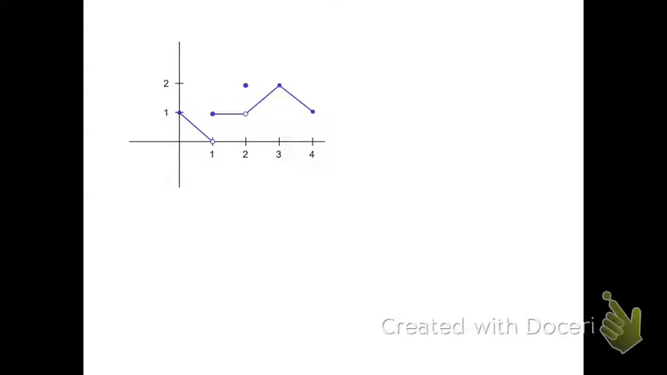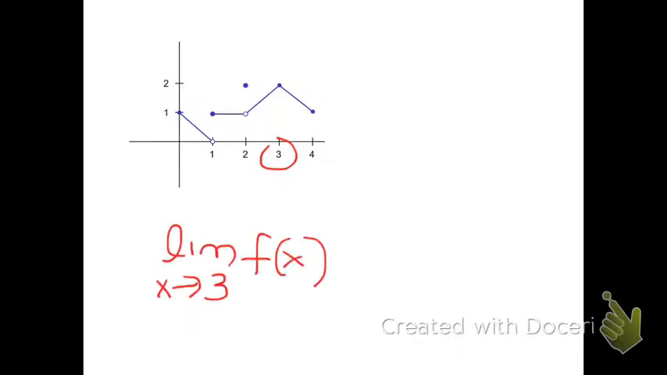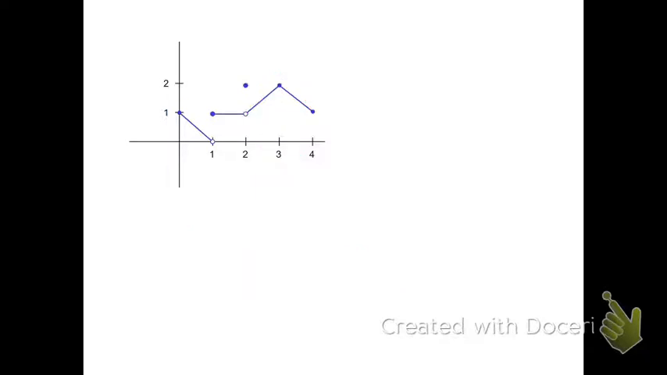One more type of problem, one more type of spot. How about at 3? The limit as x approaches 3. The left-hand limit would be 2. The right-hand limit would be 2. Since those are the same, the limit as x approaches 3 is 2. So again, just to refresh and make sure you know what I'm saying here, the value of the limit can be an open circle and it can be a closed circle.